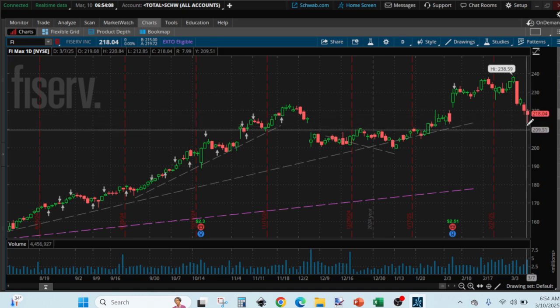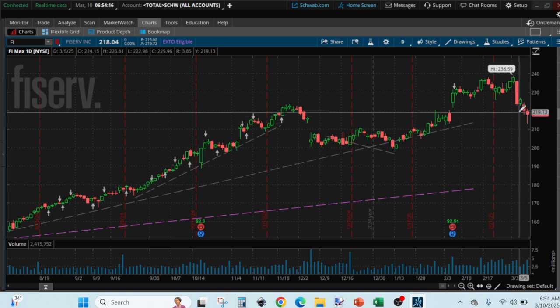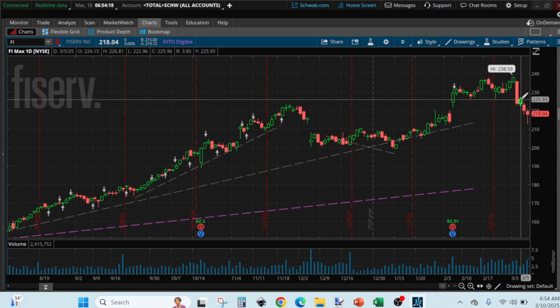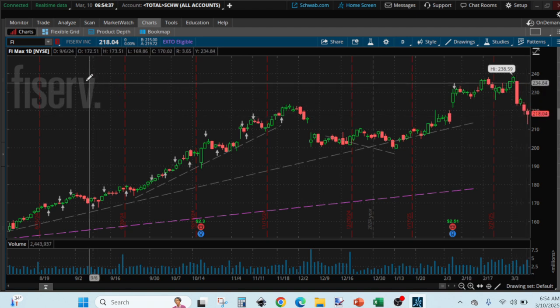The red price bar just means the price in the evening was lower than the price in the morning when the market opened. And a green bar means the price in the evening at the closing of the market was higher than the price in the morning when the market opened. And the y-axis is the price from 0 up, and you have the date on the x-axis. So the price dropped for FI.